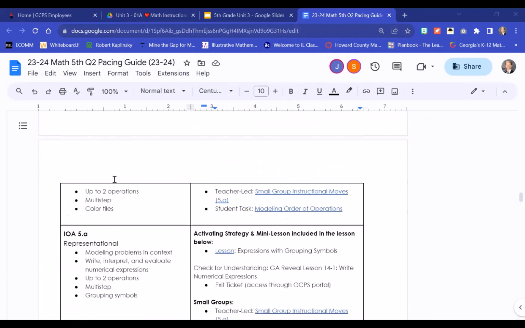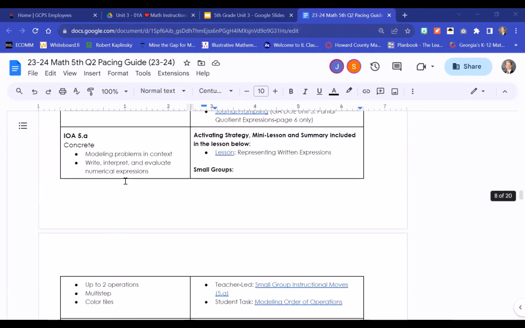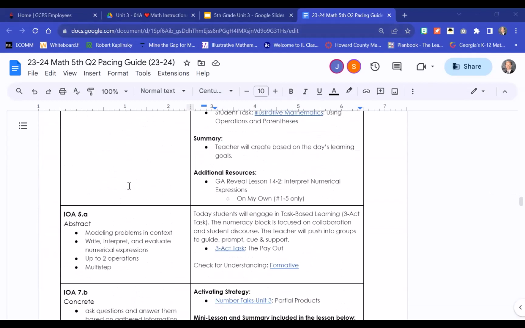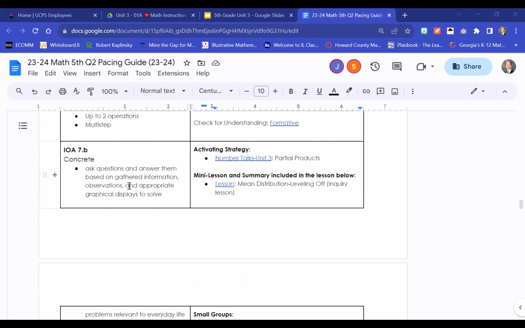Students will write expressions to match a given scenario. Keep in mind that expressions for 5th grade are limited to up to 2 operations. Addition and subtraction are also included within expressions, even though Unit 3 focuses on multiplication and division. Unit 3 ends with IOA 7B and an exploration of mean distribution.